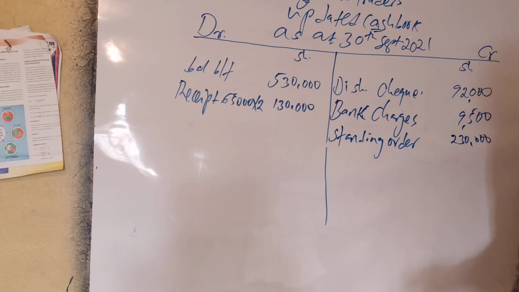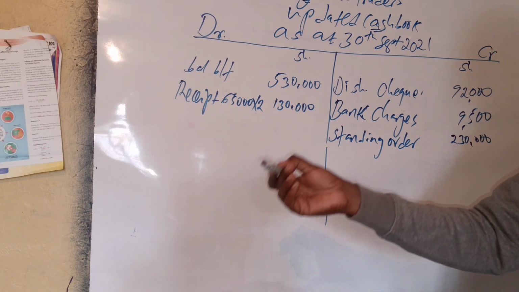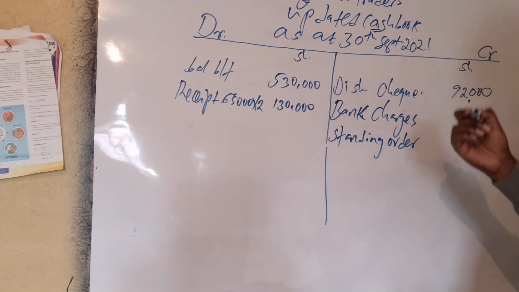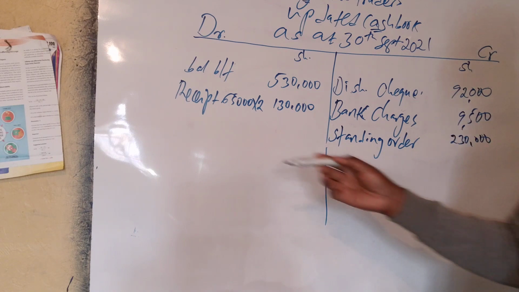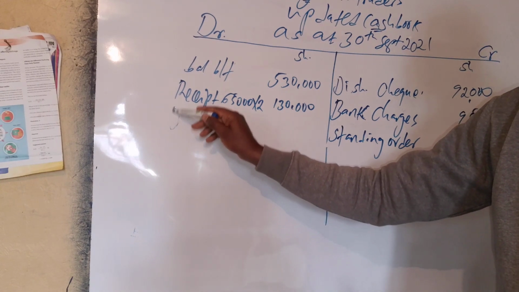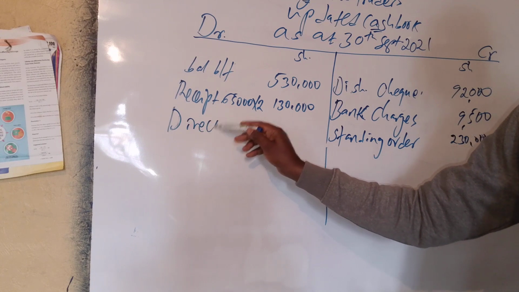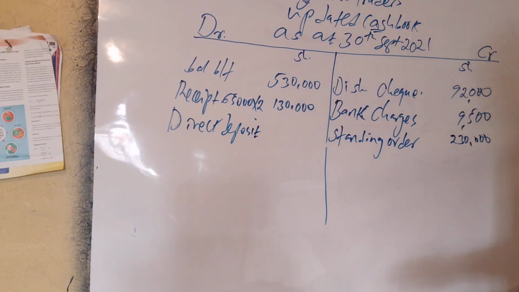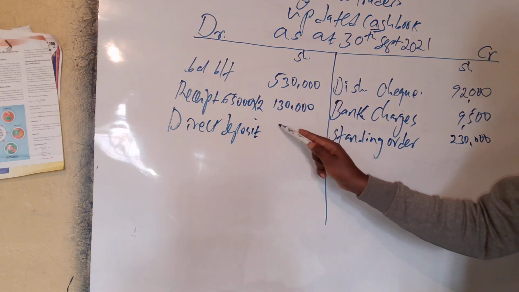Number 7, a customer made a direct deposit of shillings 187 into the business bank account. So there was this customer who deposited money into our account directly without informing us. So we are supposed to record that amount. We call it direct deposit. It will increase your money. 187,000.